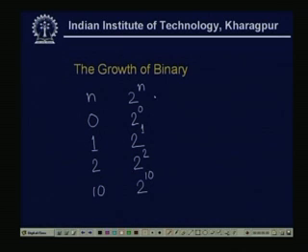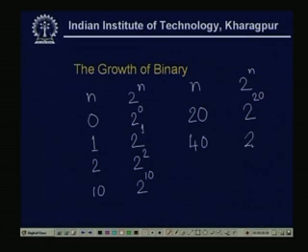Now, say if my n value is 20, then it should be 2 to the power 20. If it is 40, then it will be 2 to the power 40. Like that, it will be growing, the binary numbers will be growing.